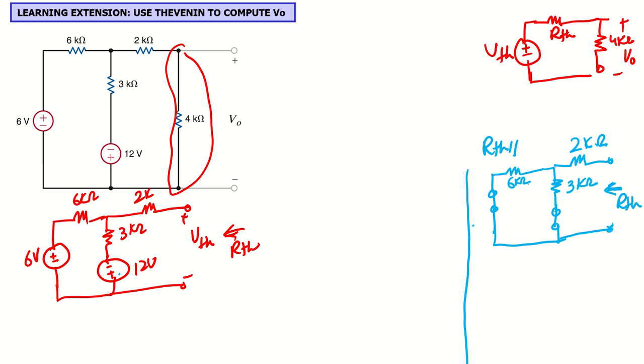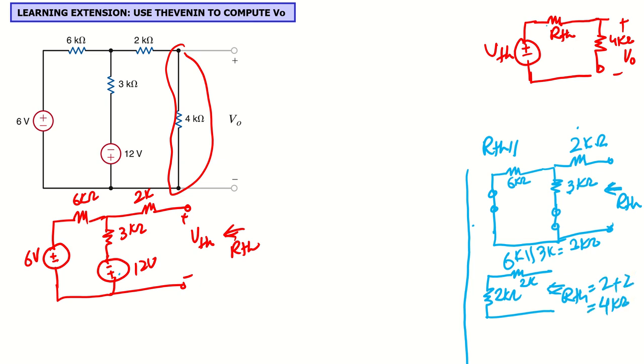Start from the end of the circuit: 6K and 3K are in parallel, right? So 6K parallel with 3K gives how much? 6 times 3, 18, 18 divided by 9, 2 kilo ohm, right? So this 2 kilo ohm here, then we have this 2 kilo ohm here, and this is our measurement point. So 2K in series, 2 plus 2 gives 4 kilo ohm. So our R Thevenin is equal to 4 kilo.